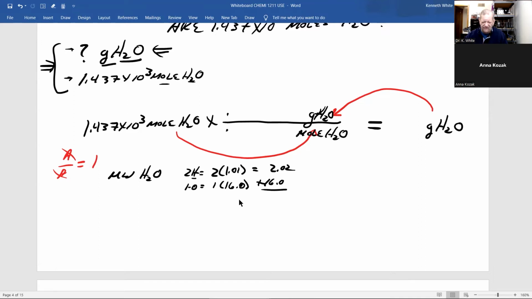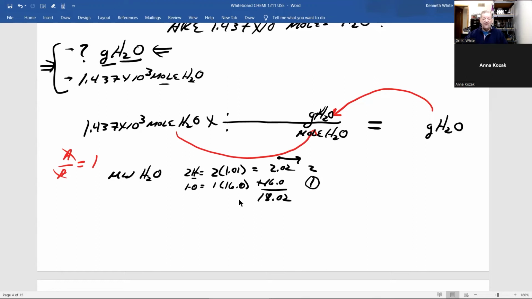Add them together. Remember, you have the same number of significant figures to the right of the decimal as the number you're adding that has the fewest. This has 2 to the right of the decimal. This has 1, which is the lowest number. Hopefully you pick 1.